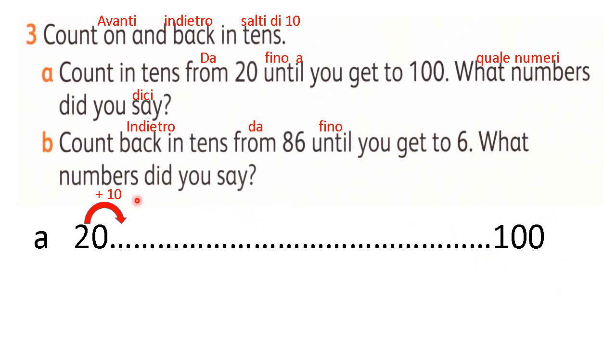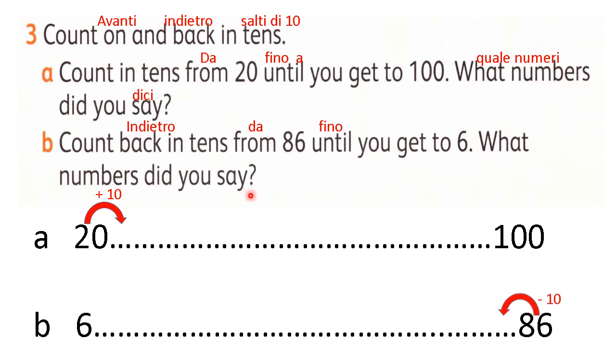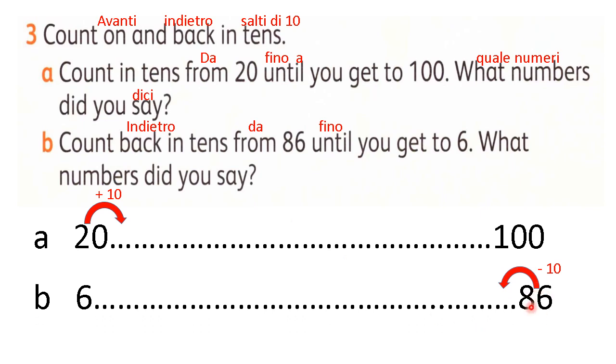B. Count back in tens from 86 until you get to 6. What numbers did you say? Here we have to count back, starting at 86 and going minus 10 each time.